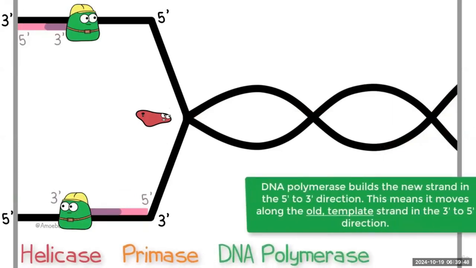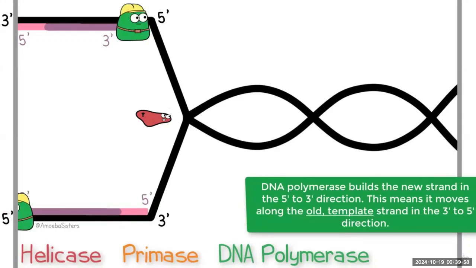Now, the thing about DNA polymerase is, when it's building a new strand, it can only build the new strand in the 5' to 3' direction, meaning it adds new bases to the 3' end of the new strand. See how it's being built in the 5' to 3' direction?